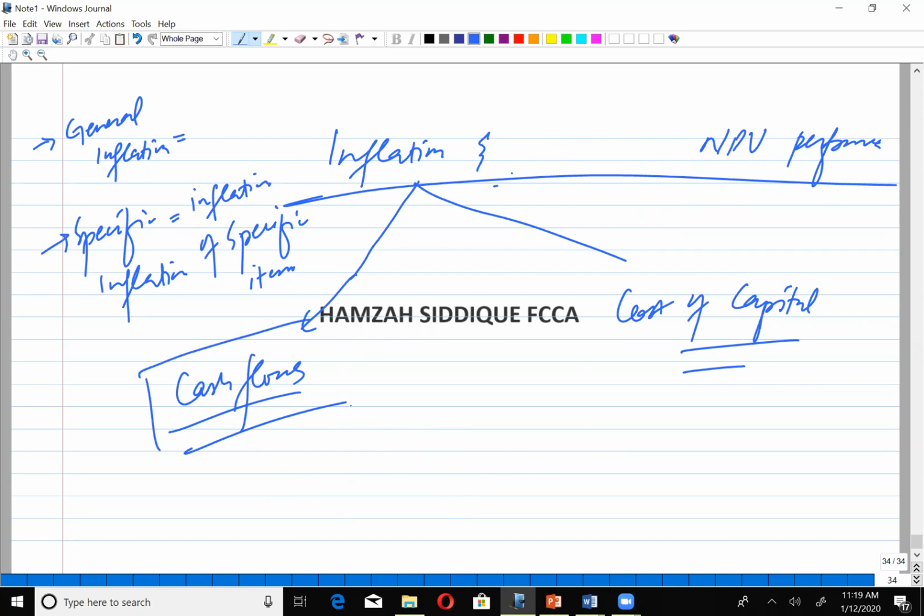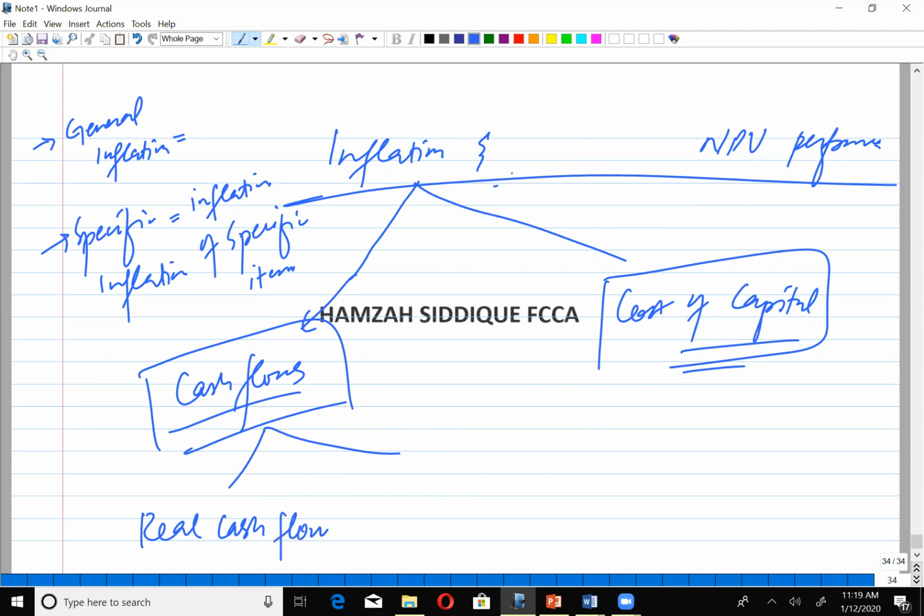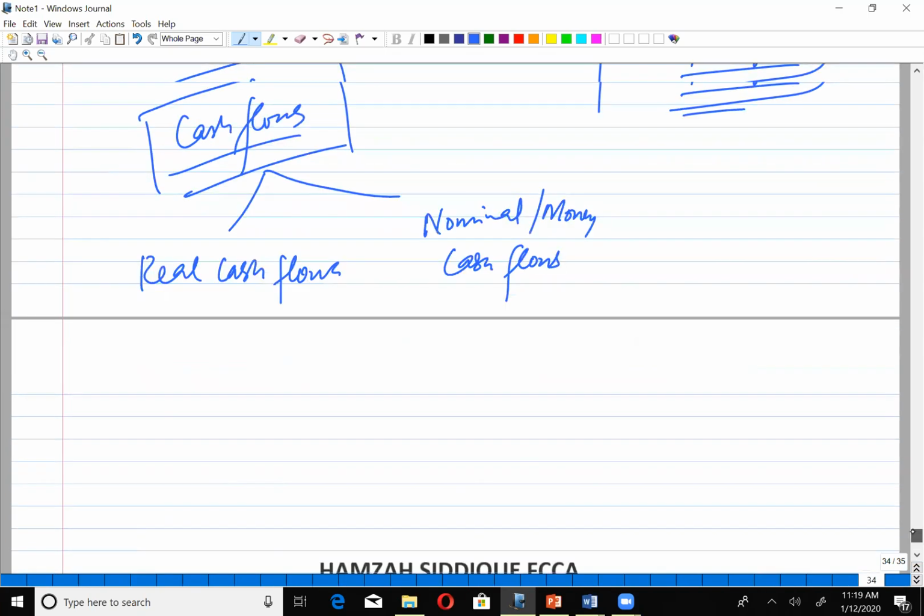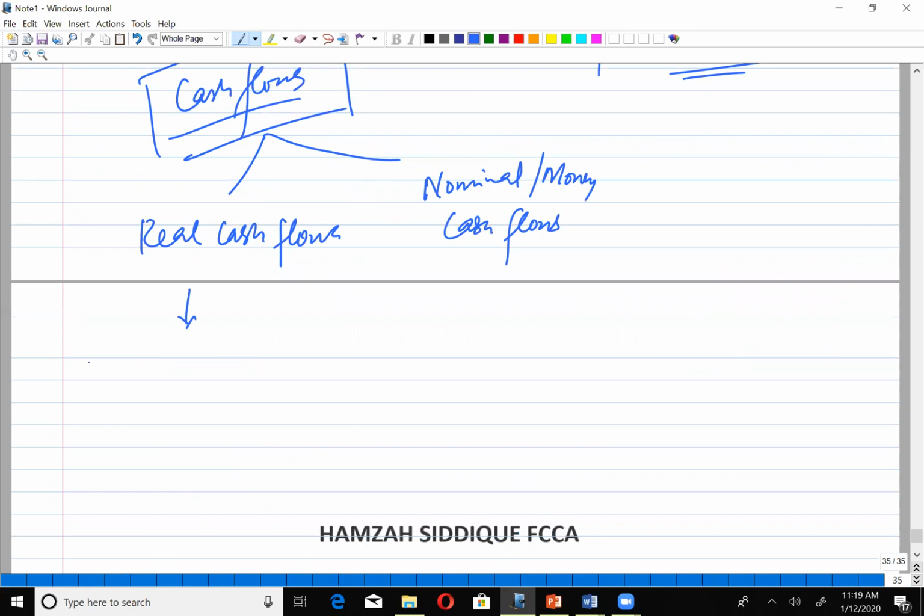Now, come to the cash flows and cost of capital. Students, cash flows are of two types. Real cash flows and nominal or money cash flows. Real cash flows are those cash flows without impact of inflation.